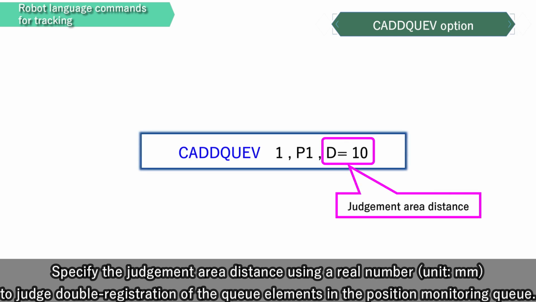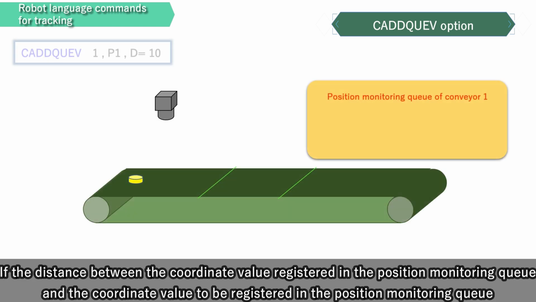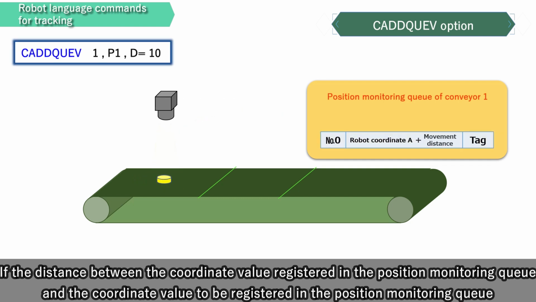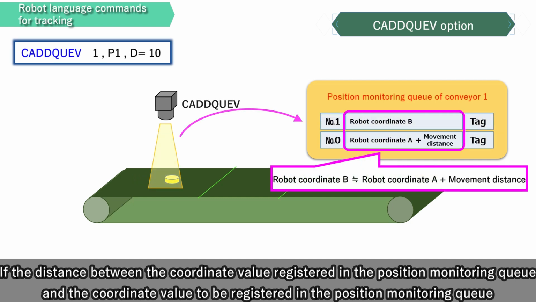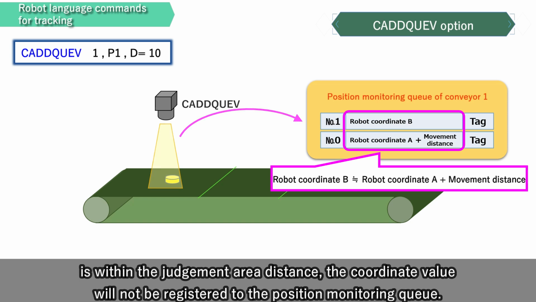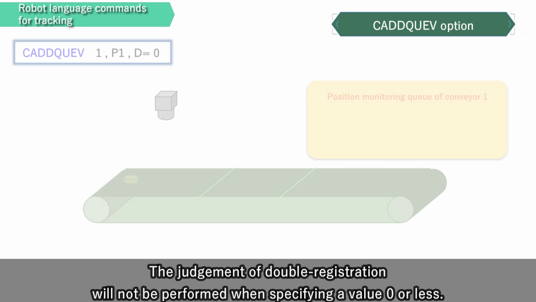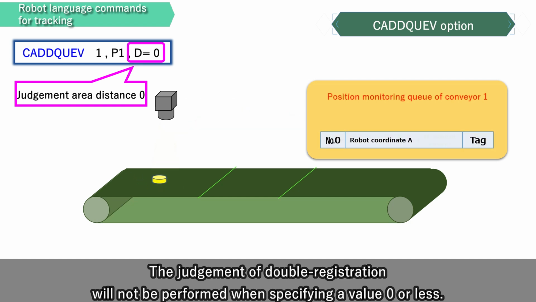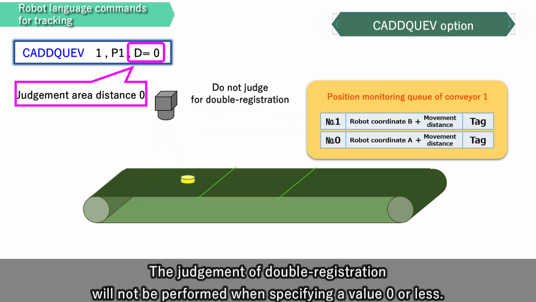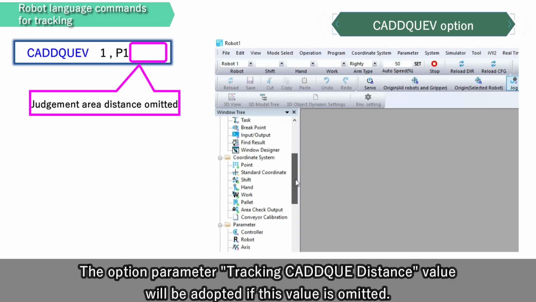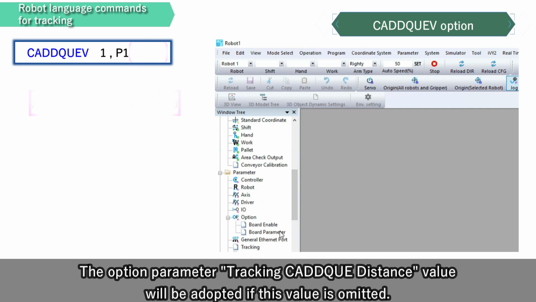Specify the judgment area distance using a real number to judge double registration of the queue elements in the position monitoring queue. If the distance between the coordinate value registered in the position monitoring queue and the coordinate value to be registered in the position monitoring queue is within the judgment area distance, the coordinate value will not be registered to the position monitoring queue. The judgment of double registration will not be performed when specifying a value 0 or less. The option parameter tracking CADDQUE distance value will be adopted if this value is omitted.